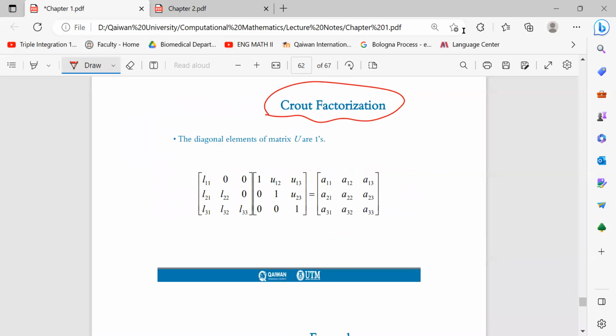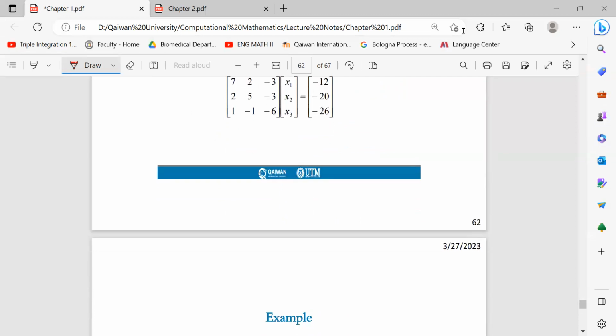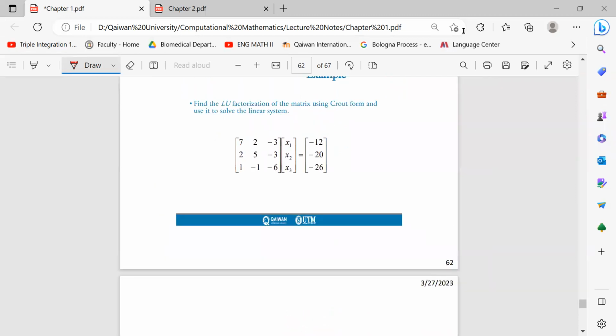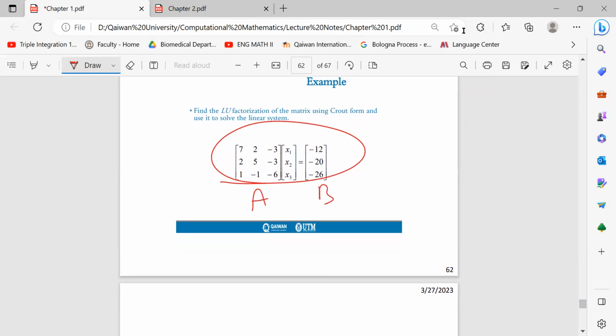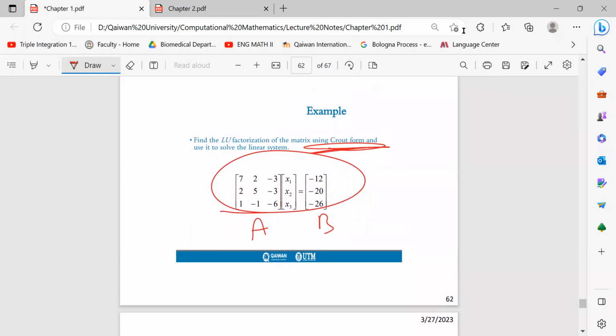We do the same. L times U equals A. We do the same procedure. This is the matrix form of the system. This is A and this is B. We say LU equals A. In Crout factorization, we use the Crout form.